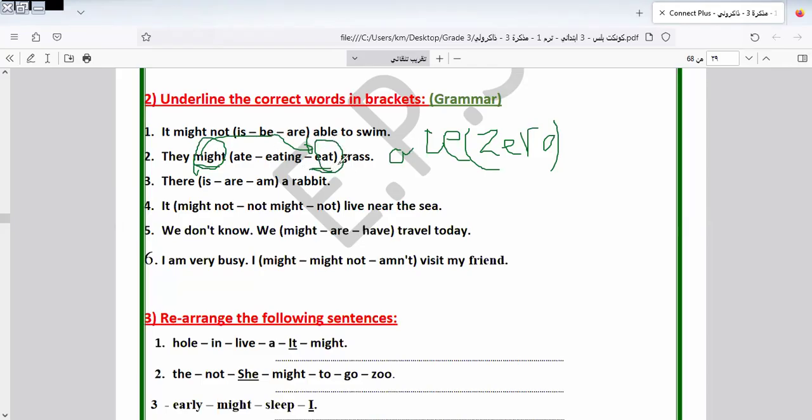Don't put any verb other than the infinitive when we use might, when we use modals as a whole. May, might, can, could, shall, should, all these modals must be followed by the infinitive form. Okay, if someone says "might eats," it's wrong. It's wrong, wrong, wrong. Okay, let's continue the rest of the exercise.